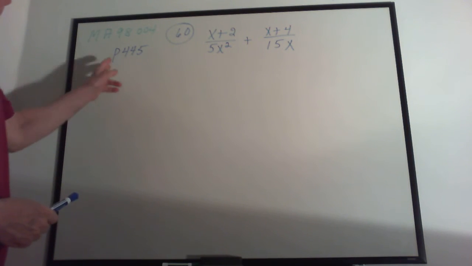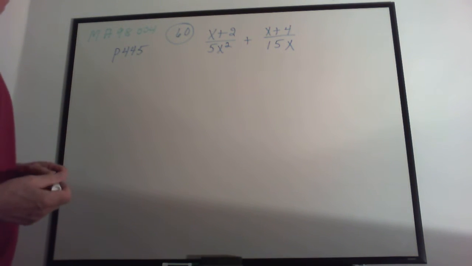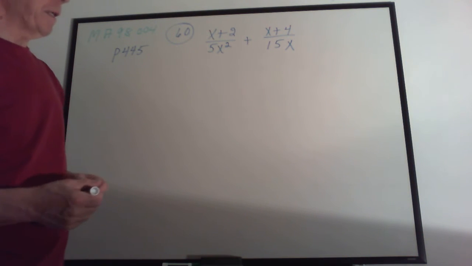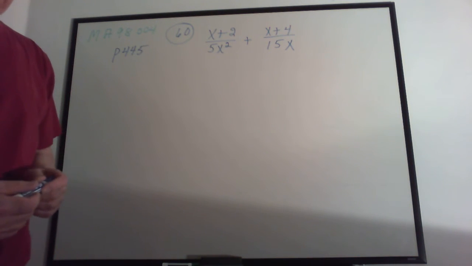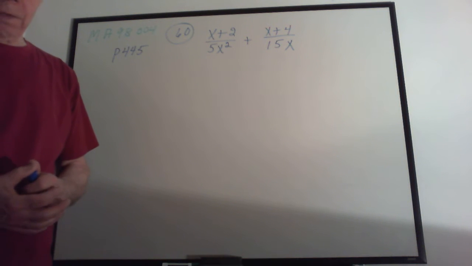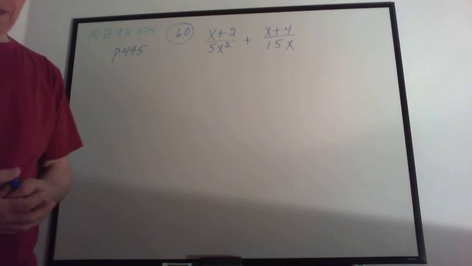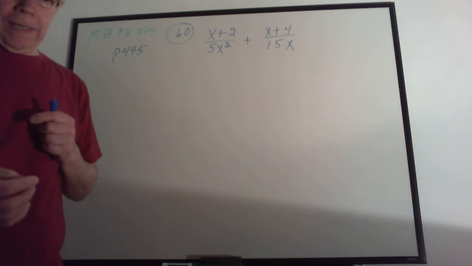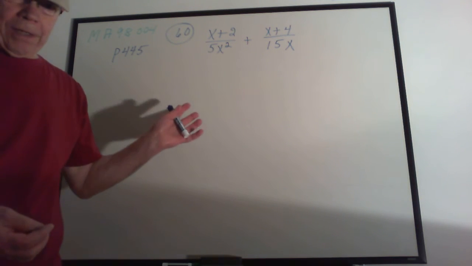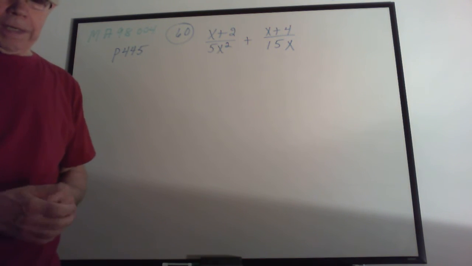All right, let's turn to page 445, try number 60. Remember, you have to find a common denominator before you can combine these. So pause the video, see if you can find a common denominator. You have to be able to divide the new denominator by the old denominator and not end up with fractions.